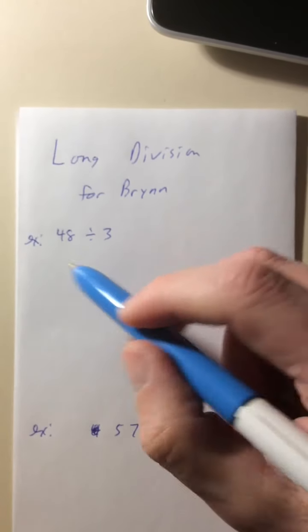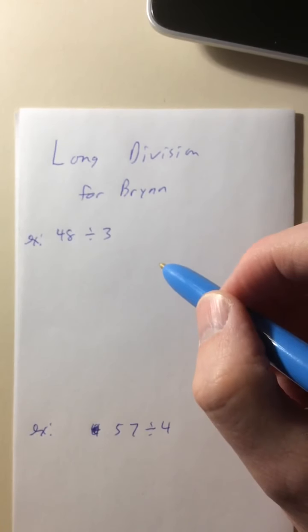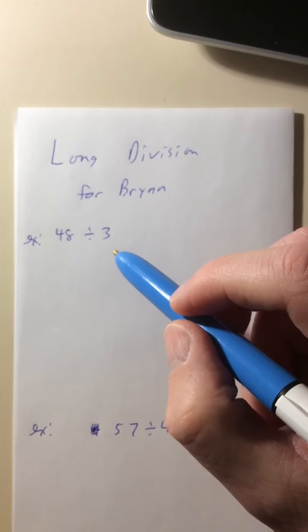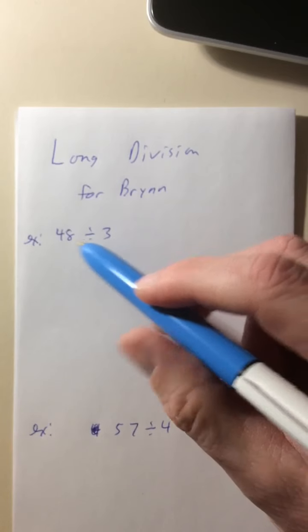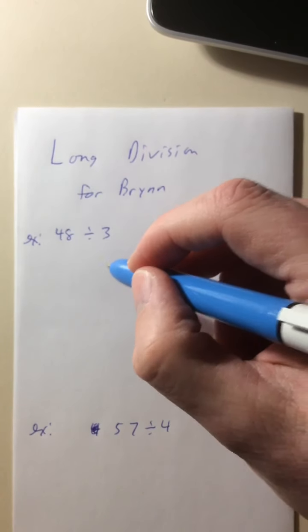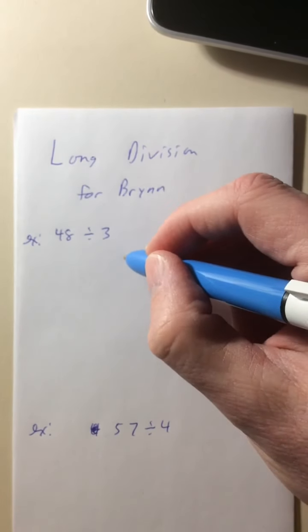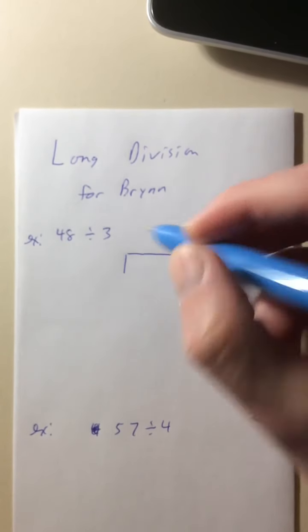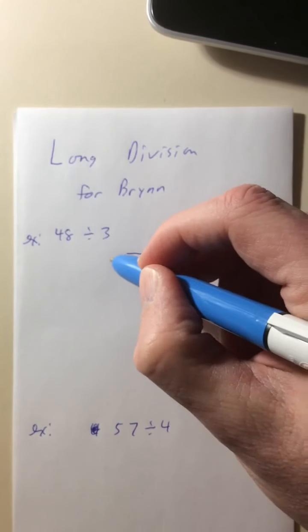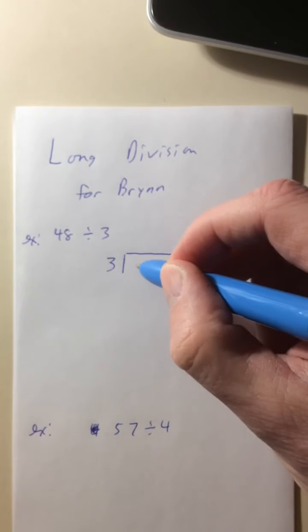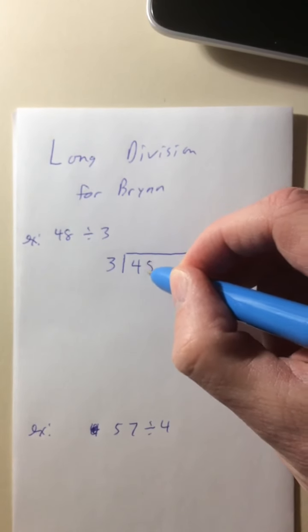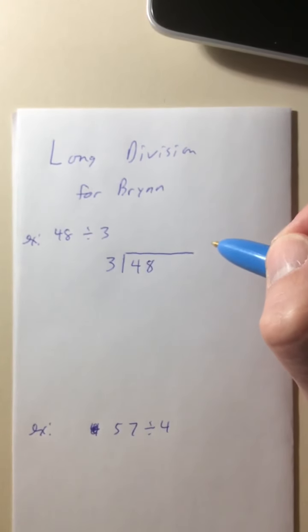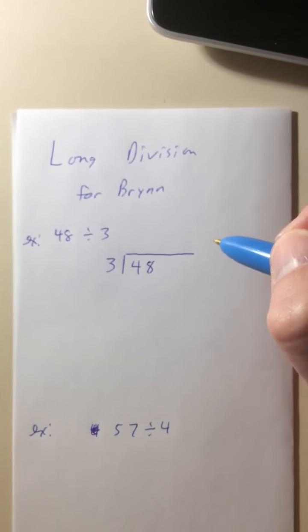So we're going to divide 48 divided by 3. What does that mean? Well, we need to figure out what multiplies by 3 to make 48. We can set that up in a long division structure, where the thing that we're dividing by goes outside, and the thing that we're dividing goes on the inside. And then, just like the video, we ask ourselves some questions.